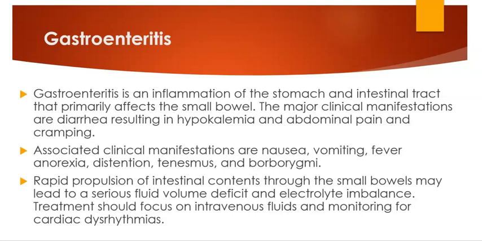So if you're having severe diarrhea, not only will you have metabolic acidosis, you're going to have hypokalemia as well because you're not going to have the ability to absorb the potassium where you need to absorb it. Abdominal pain and cramping just kind of makes sense, right?